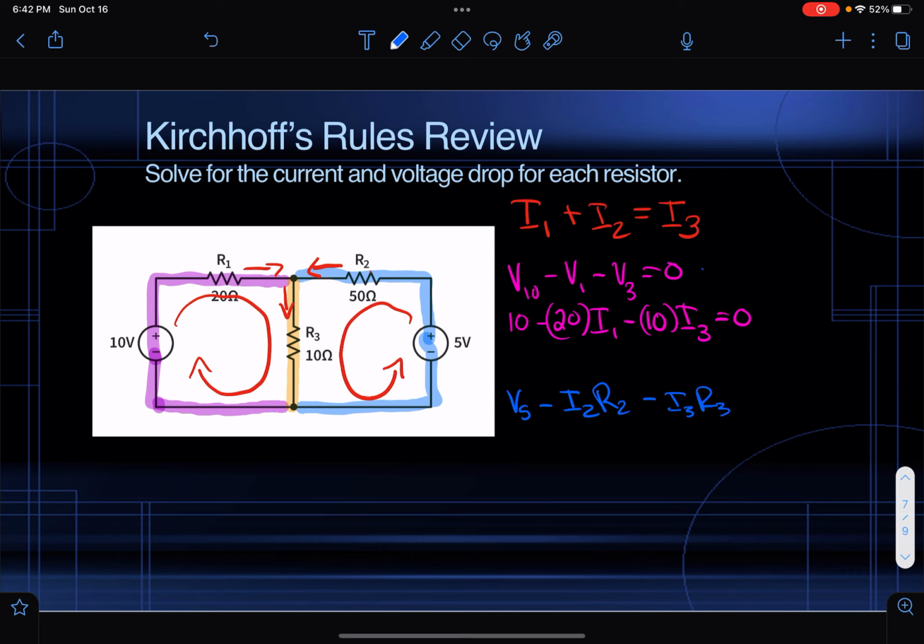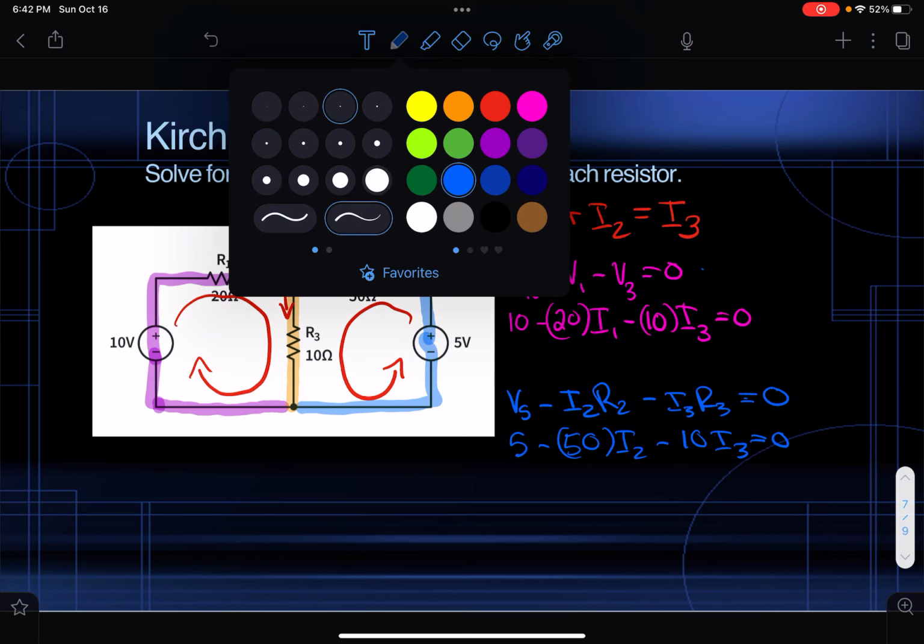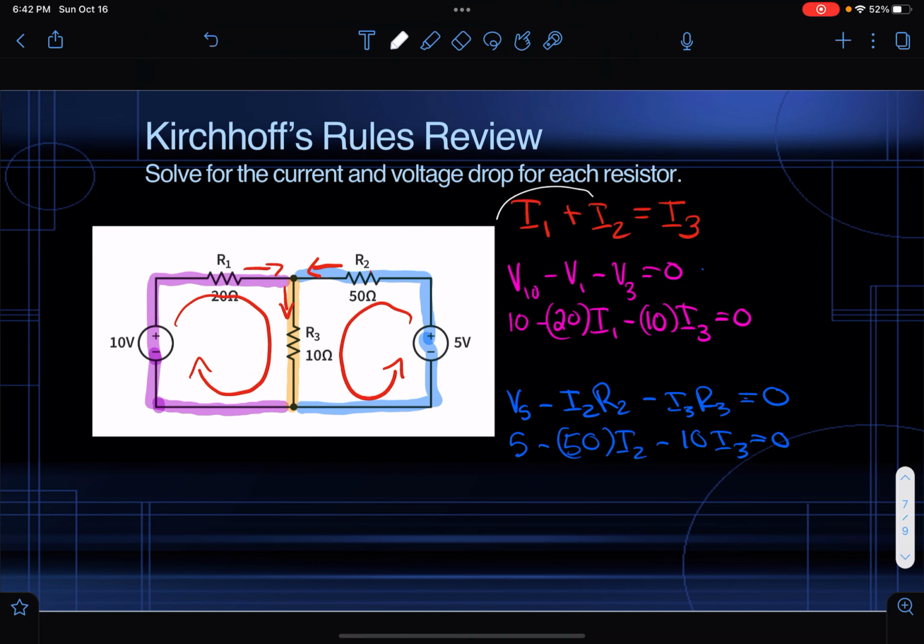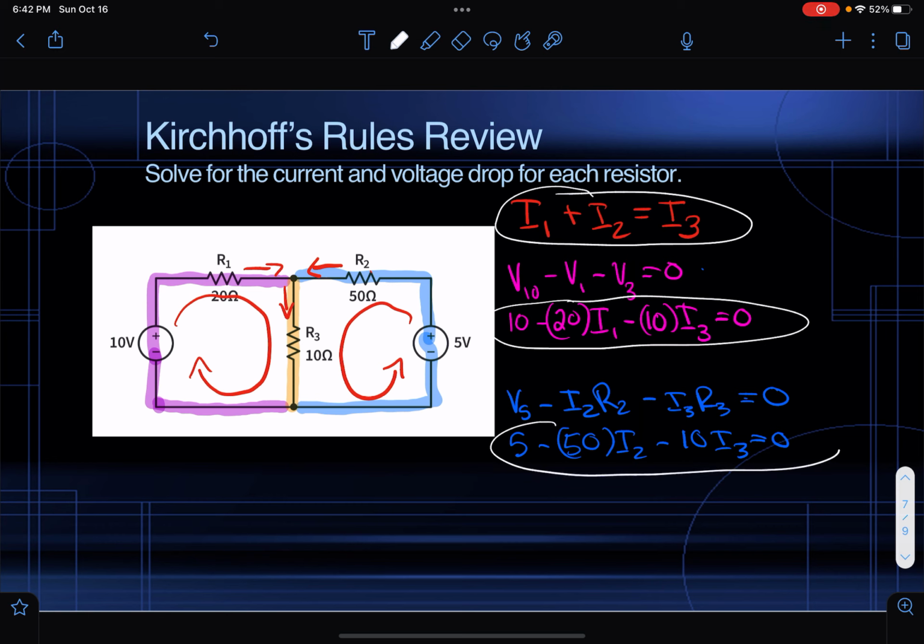So here I wrote it in V's. Here I'm writing it in IRs. Regardless, we need to get to the second part anyways, which is 5 minus 50I2 minus 10I3 is equal to 0. Okay, so now we've got our three equations, 1, 2, 3. Three equations with three unknowns. So my matrix people, go for it.